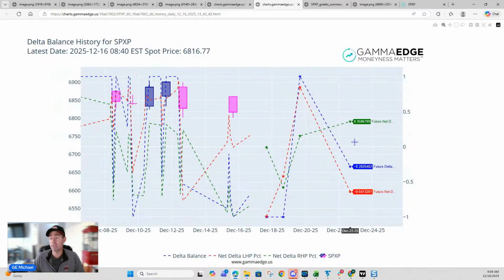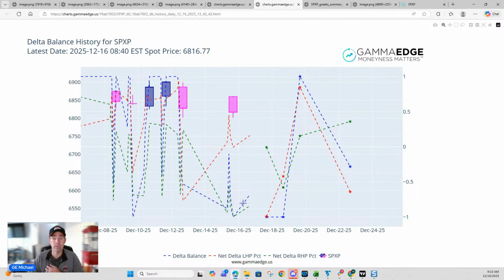All right, moving on to the delta balance. Again, this is what I talked about here. We separate the individual planes above and below spot price in the overall structure to get an idea of where market participants are positioned. So heading into the day, this is the 16th right here. The red dotted line is your left-hand plane. This is below spot price. Green dotted line, right-hand plane above spot price.